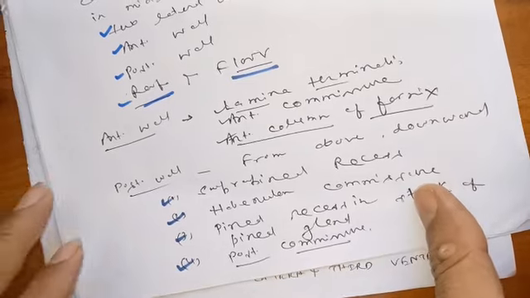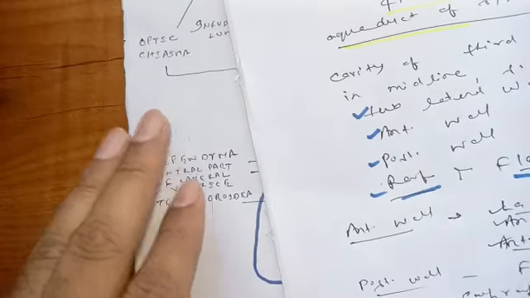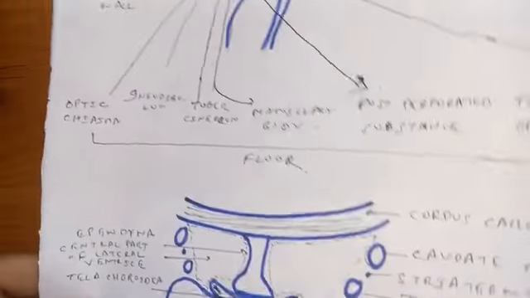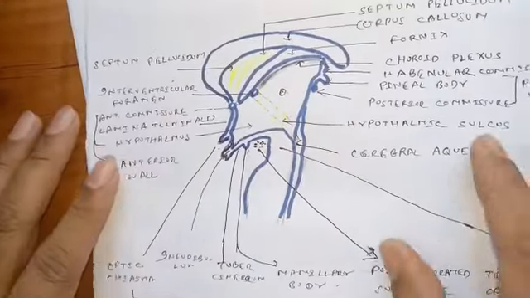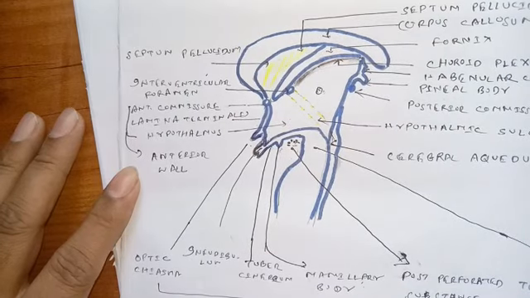We can understand easily with the help of this diagram the anterior wall and the posterior wall. This is the corpus callosum.